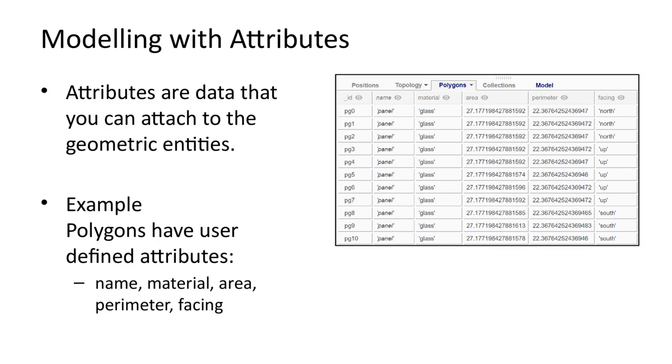Attributes are data that can be attached to the geometric entities. In this example, we can see an attribute table, where each row represents one polygon. The polygons have a set of user-defined attributes. Each polygon has a name, a material, an area, a perimeter, and a label indicating which direction it is facing. The data representation allows all this data to be directly attached to the polygon entity itself.